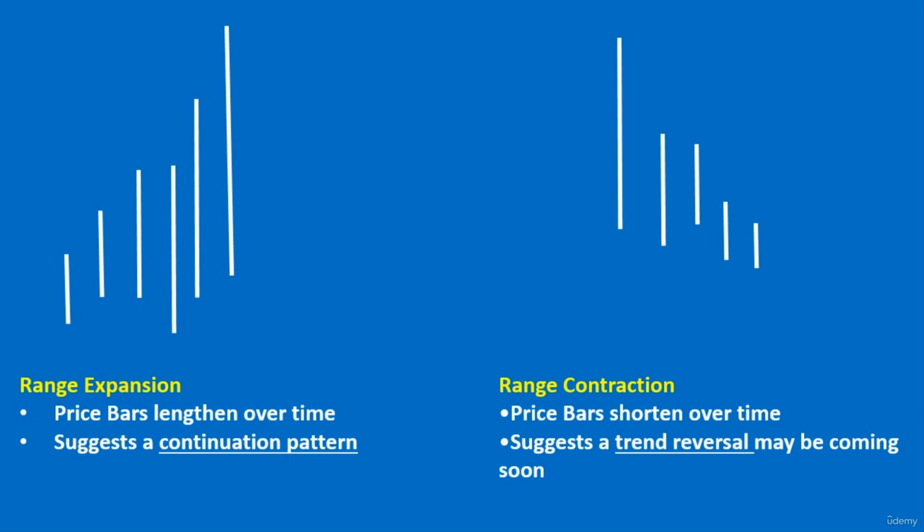If we look at a range contraction, that's where the price bars are shortening over time. And you can see from the left to the right on the right-hand image there how the bars are getting much, much shorter. And that suggests a trend reversal may be coming up soon too. So as well as using these other indicators we're going to learn all through the course, you start looking at range expansion and range contraction, where a continuation or a trend reversal might be indicated by the patterns within the price bars themselves as far as what may be going on here.